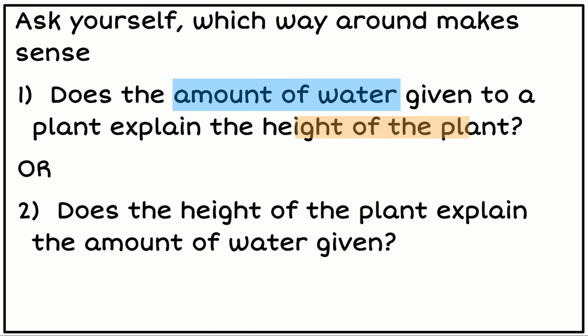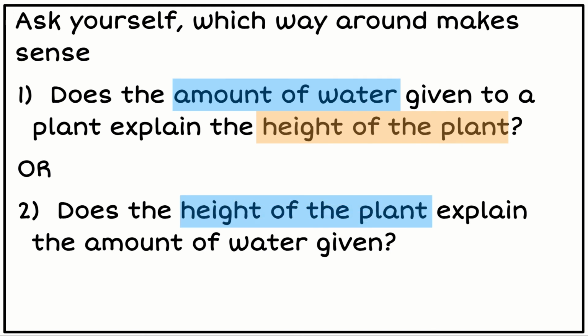So we've got our amount of water and our height. So the amount of water could be the explanatory, with the height being the response, or it could be that the height is the explanatory and the amount of water is the response. So that's what we're trying to decide.